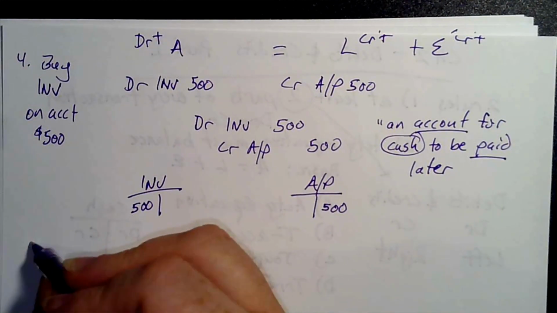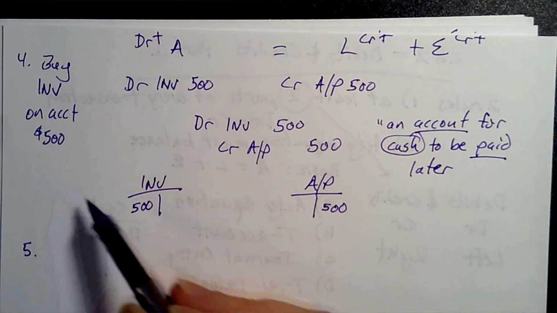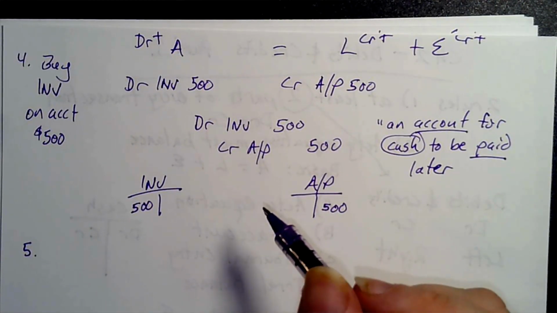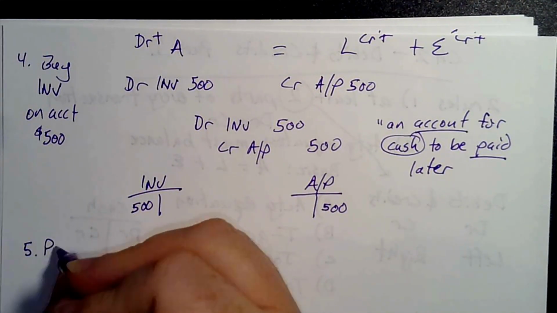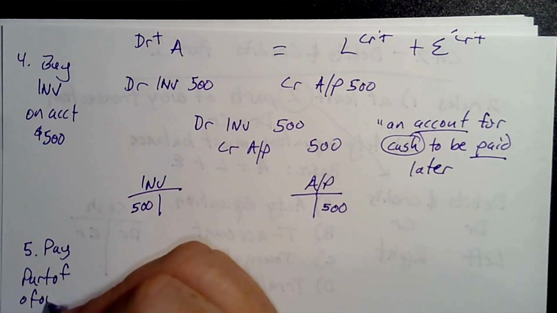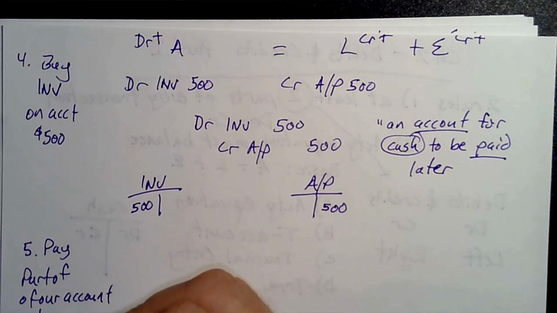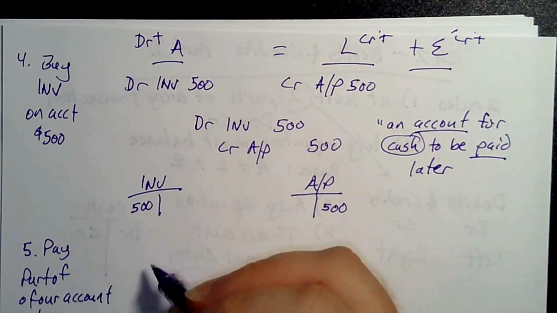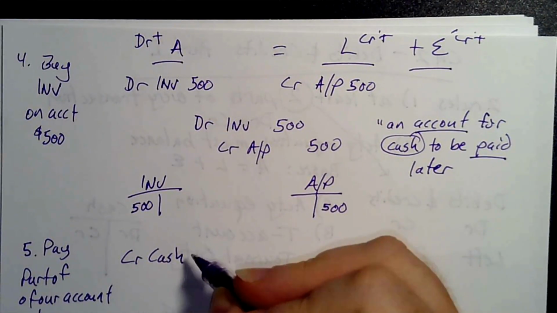Let's look at the last one. Let's say we bought this inventory on account, right? So we haven't paid them, but we promised to pay part of it at the end of each month. So let's say we get to the end of the month, and we want to pay part of our account. Let's say we pay $100 on it. So that's going to be a credit to cash because cash is going down by 100.